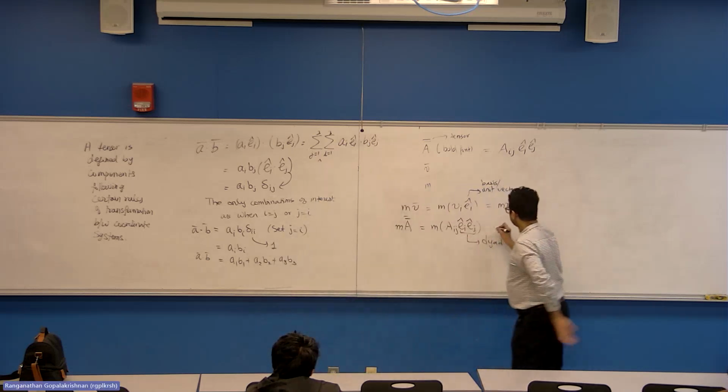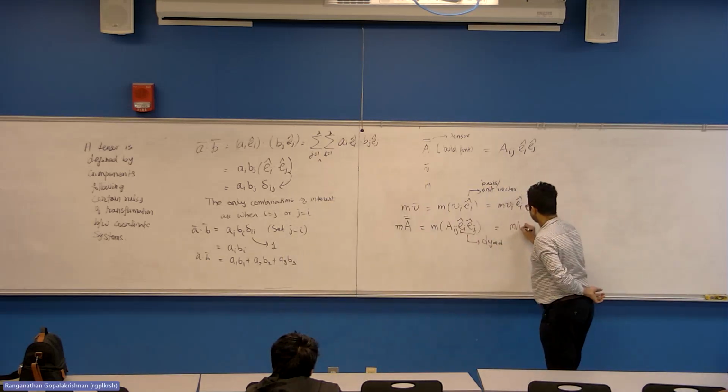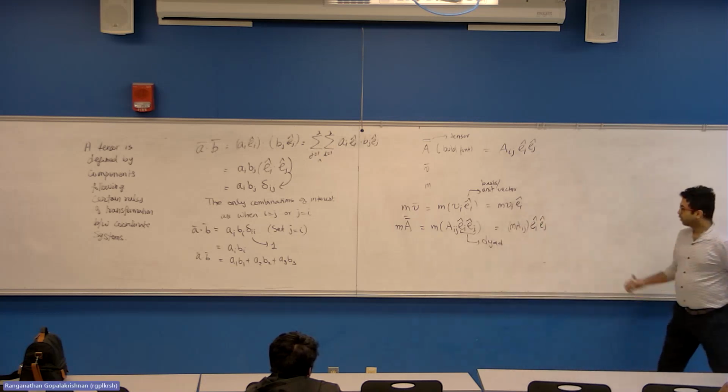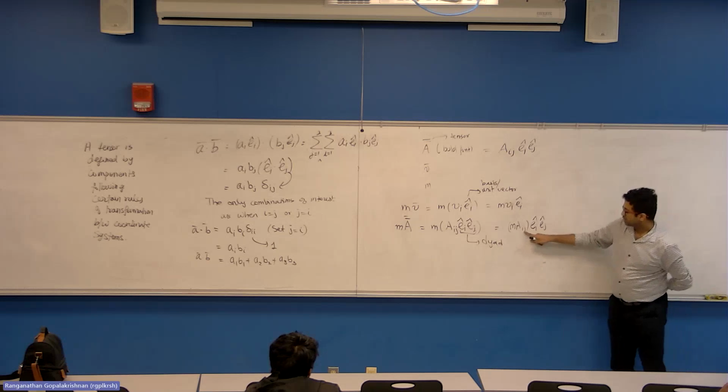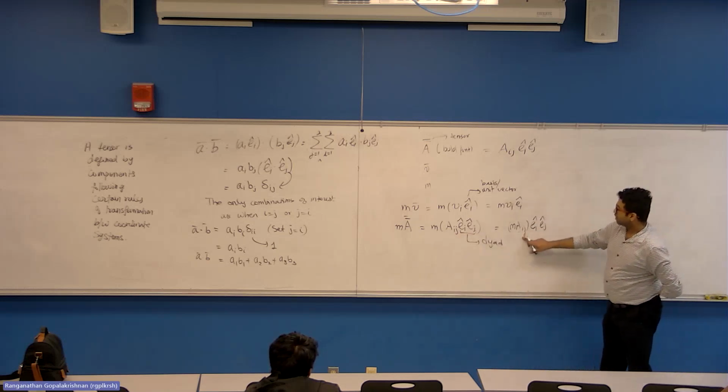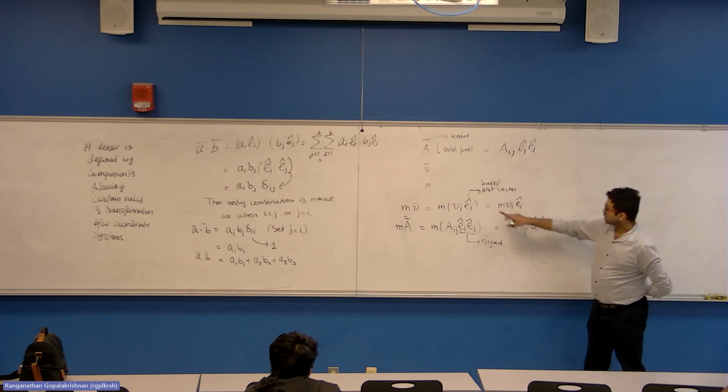So when you do this, you get m aij multiplied by ei ej. What is this quantity? It's almost like saying the scalar is multiplied with every component of the tensor, just like the scalar is multiplied with all the components of the vector. Okay?